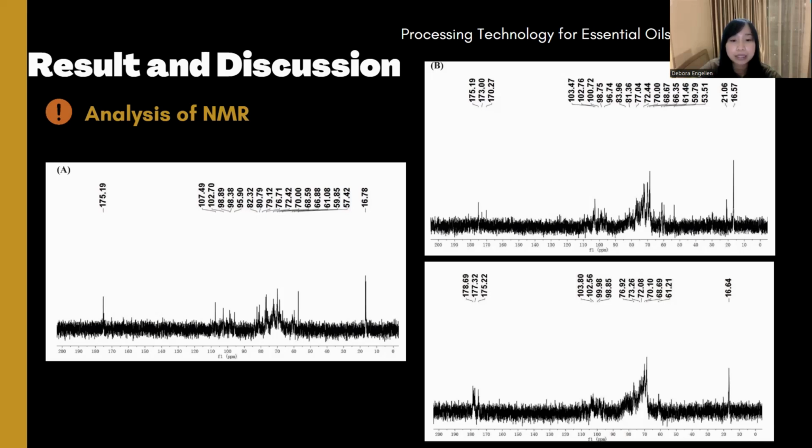The strong peak at 16.78 in the high field region was attributed to the signal of the primary carbon, which indicates the presence of deoxygenated sugar residues in the structure of GBLPS. Based on previous studies, the signal was inferred to be the C6 signal of rhamnose. The presence of 175.19 in the low field region indicates the presence of acidic groups in the structure of GBLPS, which is consistent with the result of infrared spectroscopy.